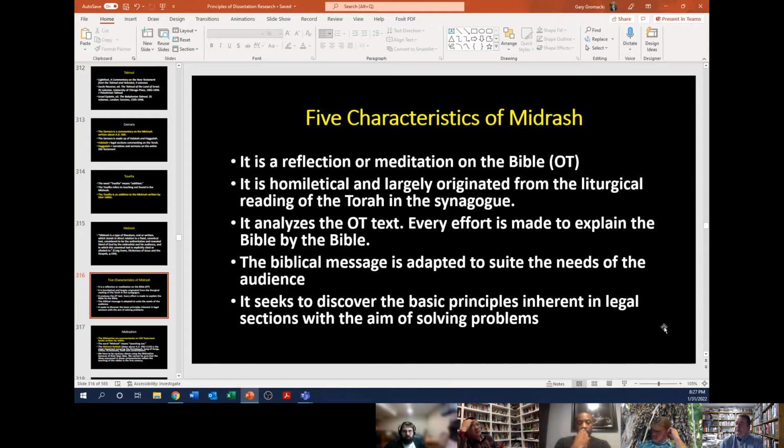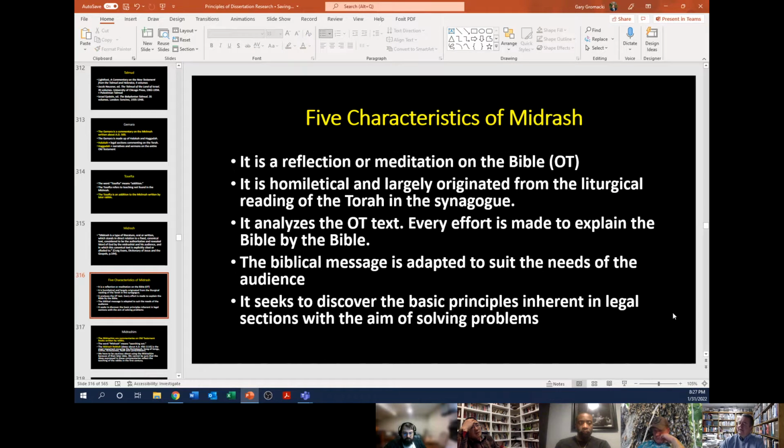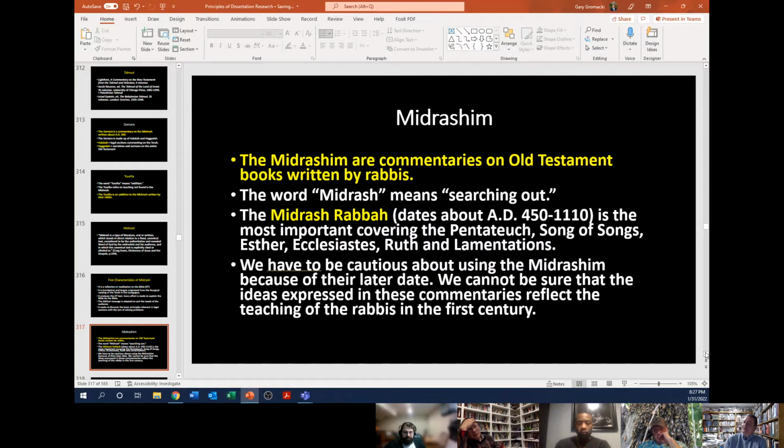Hermeneutic. The biblical message is adapted to suit the needs of the audience, and it seeks to discover the basic principles inherent in legal sections with the aim of solving legal problems. So the Midrashim, is a plural ending, as you know. Midrashim are commentaries on Old Testament books written by rabbis. So the word Midrash has the idea of searching out.